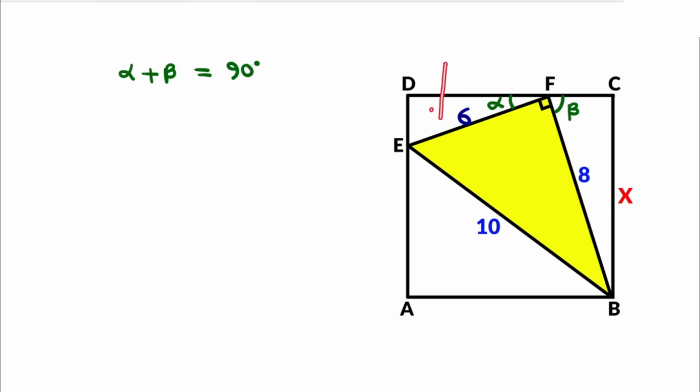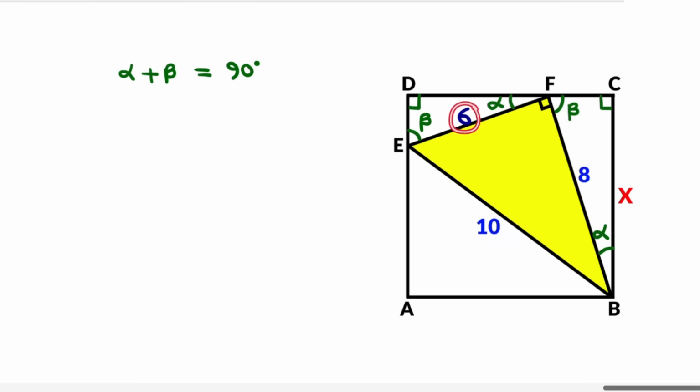Next, look at the small triangle EDF. It has a right angle at D. One of its acute angles is alpha, so the remaining acute angle must be beta. Now look at triangle FCB. It also has a right angle, this time at C. One acute angle is beta, so the remaining angle must be alpha. That means these two corner triangles have exactly the same three angles, so they are similar triangles.